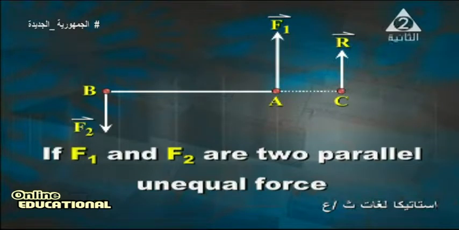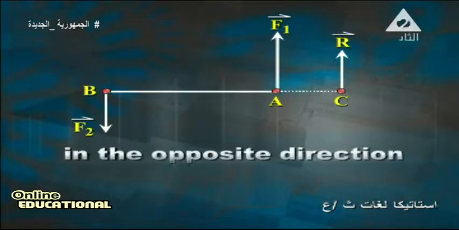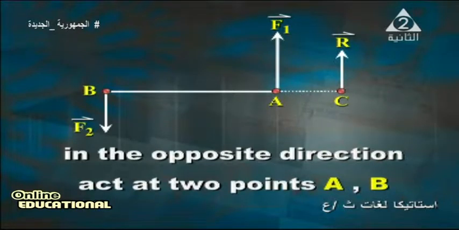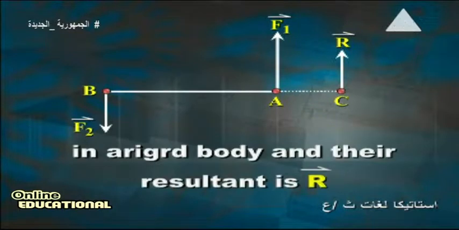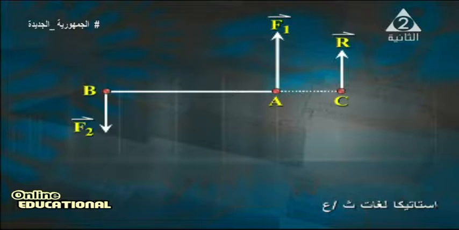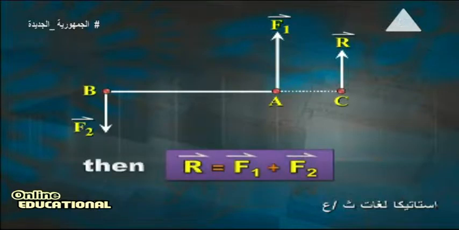F1 and F2, two parallel, unequal and unlike forces in the opposite direction, act at 2 points, A and B, in a rigid body, and the resultant is R. What is R? R equals F1 plus F2.